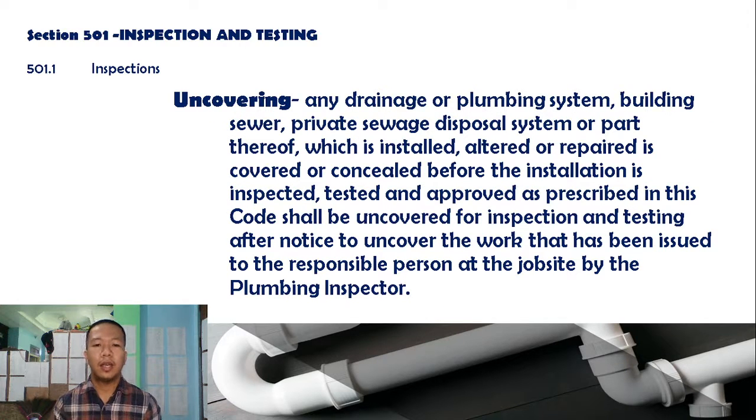Uncovering any damage. Any plumbing system, building sewer, private sewage disposal system, or part thereof, which is installed, altered, or repaired, is covered or concealed before the installation is inspected, tested, and approved as prescribed in the code, shall be uncovered for inspection and testing after notice to uncover the work has been issued to the responsible person at the job site by the plumbing inspector.